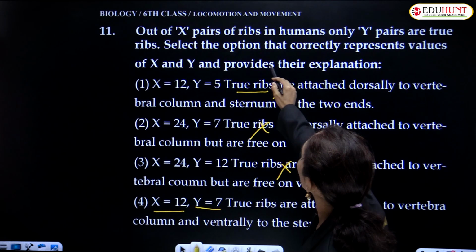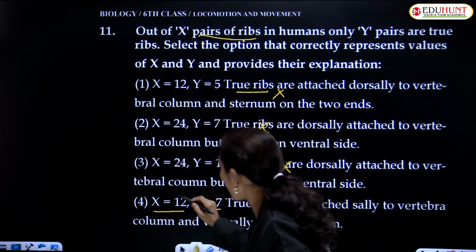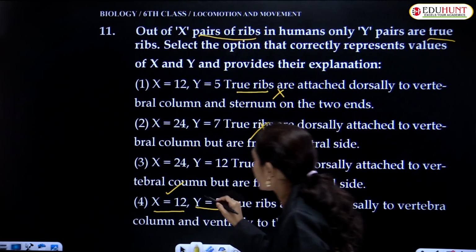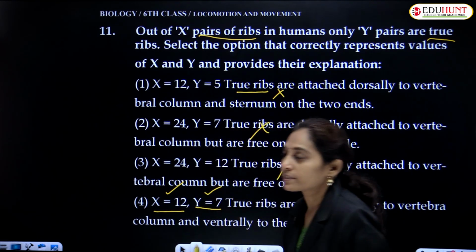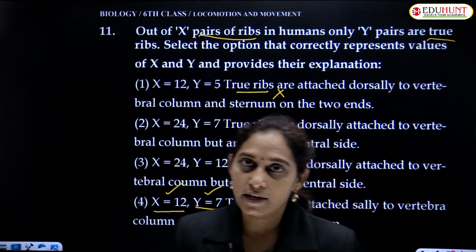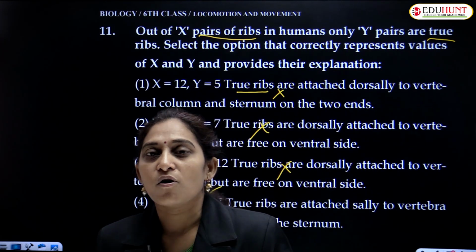X pairs of ribs: yes, 12 pairs of ribs are there. True ribs, Y true ribs: yes, Y is equal to 7. 7 pairs of ribs are true and 12 pairs of ribs are there. 5 pairs are false ribs.